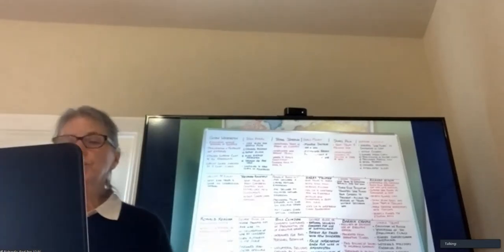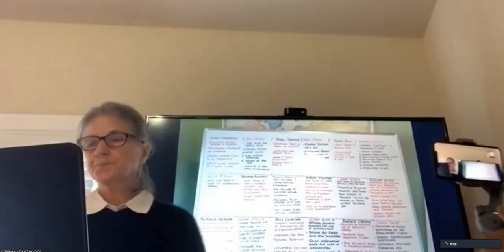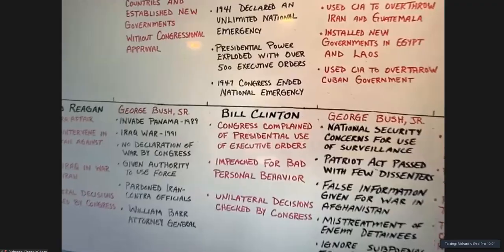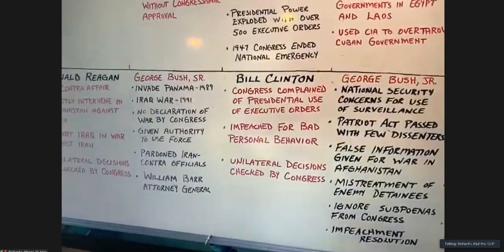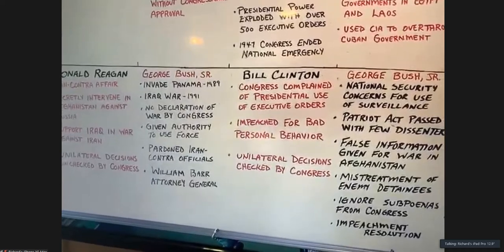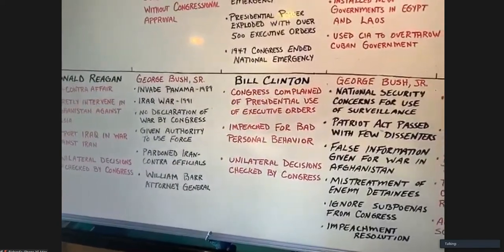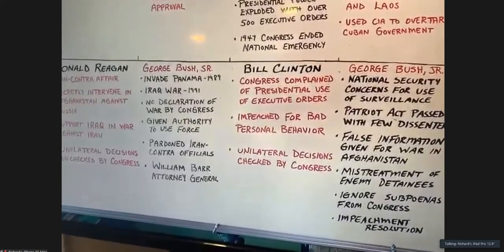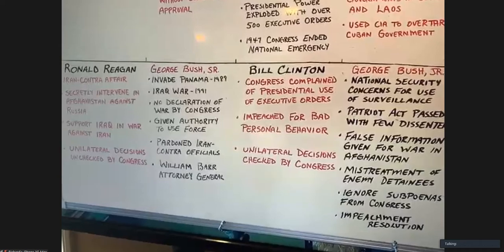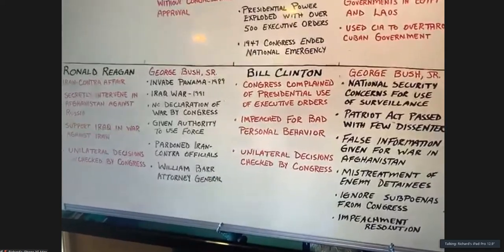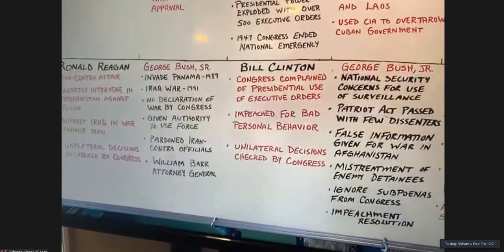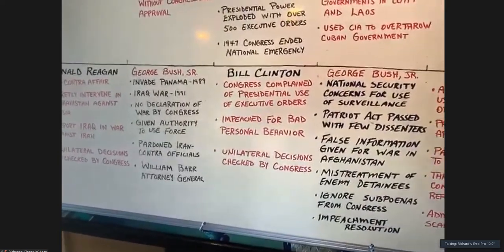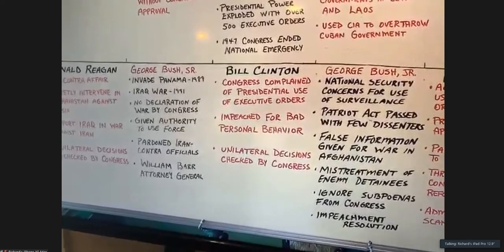Next one is George Bush Sr. He also intervened internationally without congressional authority. He authorized the invasion of Panama in 1989. He organized a coalition to force Iraqi dictator Saddam Hussein out of Kuwait during the brief Persian Gulf War of 1991. And he did not seek a congressional declaration of war. He simply gained an authorization to use force.